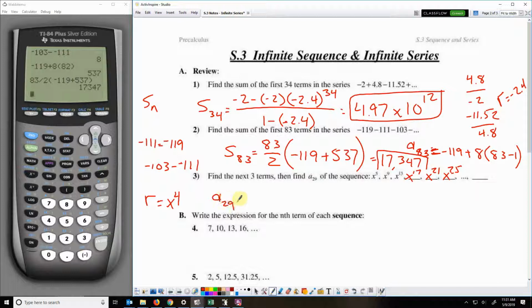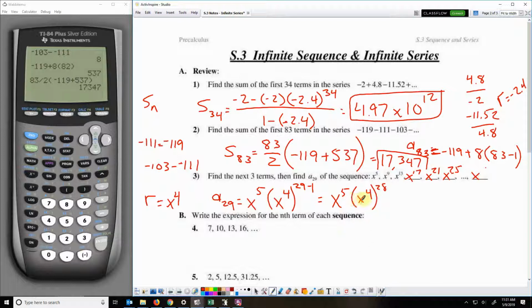So term 29 equals, and I'm doing this as a geometric sequence. We could do arithmetic just considering the exponents, and then make sure we have an x to whatever that power is, the 29th term. I'm doing this as geometric though, so I've got my first term times r to the n minus 1 power, so that's 29 minus 1 power. So that's x to the 5th times x to the 4th to the 28th power.